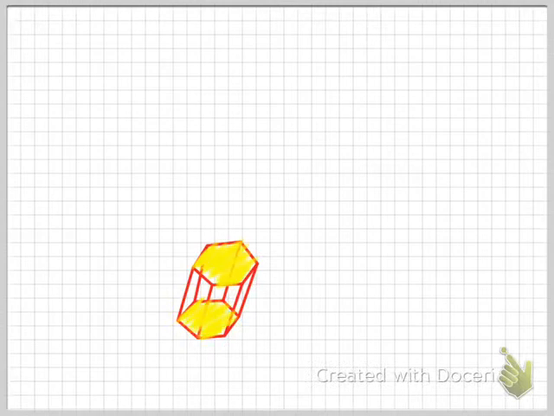It's a prism. What kind of a prism is this? A hexagonal. Why hexagonal? Because the base is a hexagon, right? Notice this, and this is true for all these shapes. What are the sides of this object? They're rectangles. All prisms have rectangles for sides.